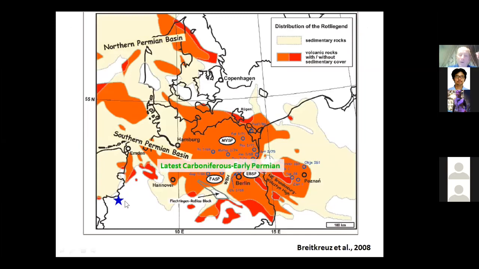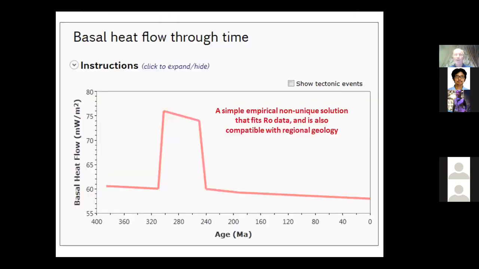Here is our Münsterland Rim well, and here is the distribution of volcanic rocks. And this is probably a minimum. They may exist beyond these limits, but they're quite close to this, close enough that I feel very comfortable in saying it was probably at the end of the very late Paleozoic, a major thermal event that was related to volcanism of some sort.